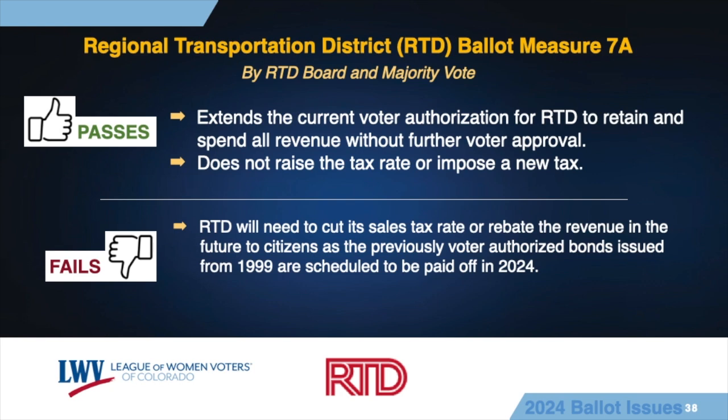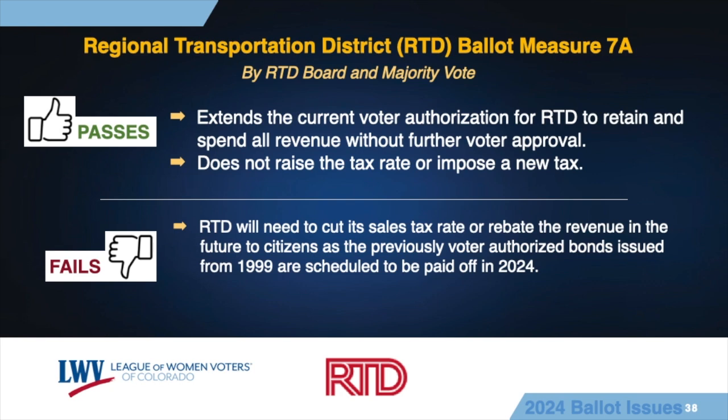What if it fails? RTD will need to cut its sales tax rate or rebate the revenue in the future to citizens, as the previously voter authorized bonds issued to finance the construction of certain light rail lines from the year 1999 are scheduled to be paid off in November of 2024, so the previous voter authorization is set to expire. Why is it on the ballot?